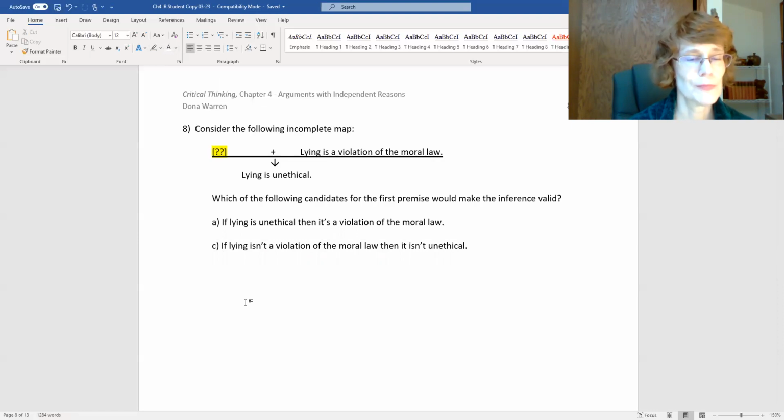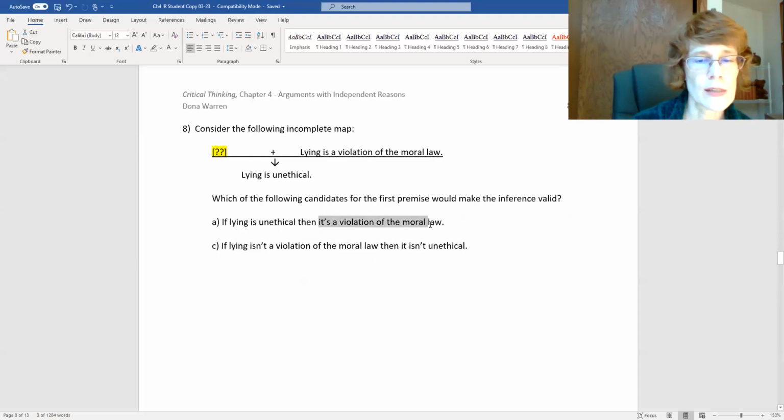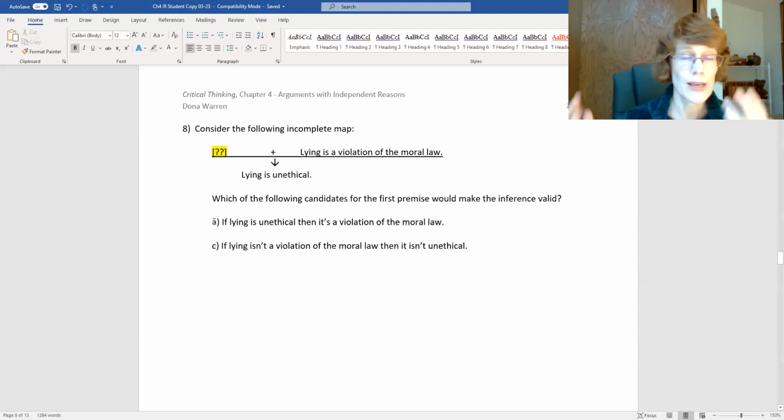Do you see the relationship? The front part here is lying is unethical. The back part here is it isn't unethical. The back part here is lying is a violation of the moral law. The front part here is lying isn't a violation of the moral law. So these two things, A and C, are contrapositives. They mean the same thing. It's the same claim. So of course, if A doesn't work, neither will C, right? They mean the same thing.